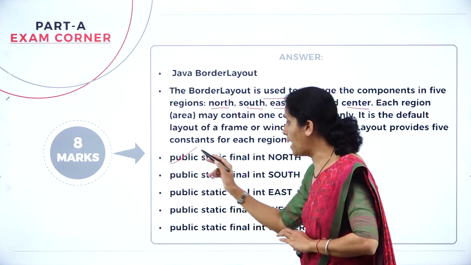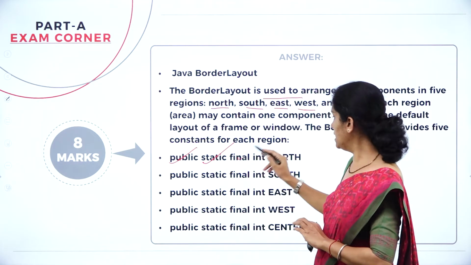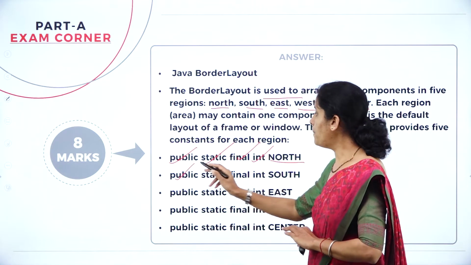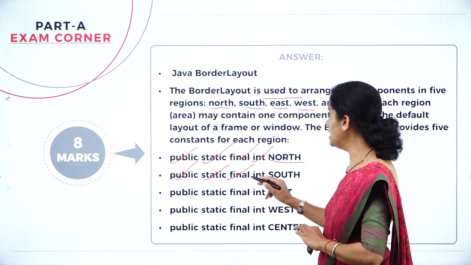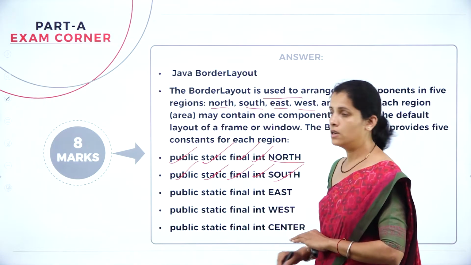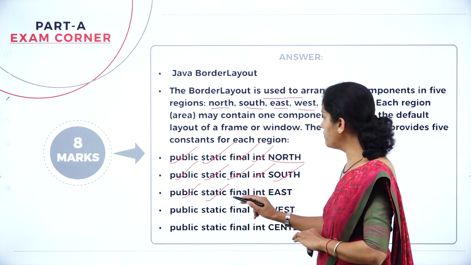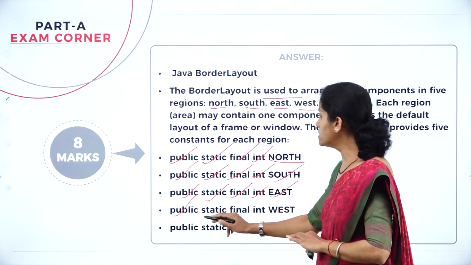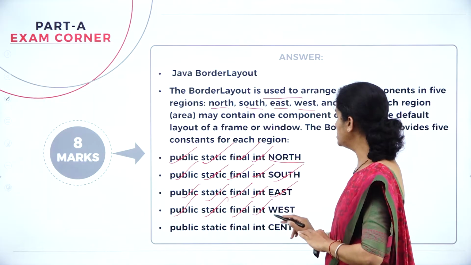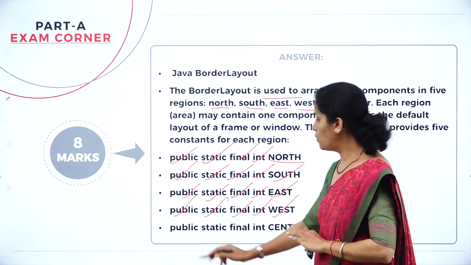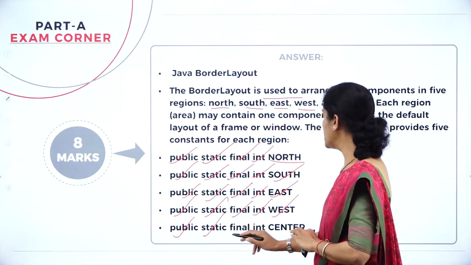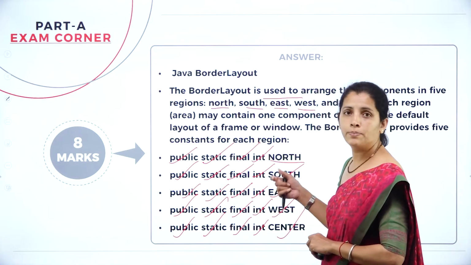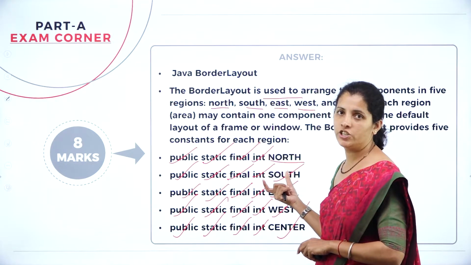That is public static final integer type north, public static final integer type south, public static final int east, public static final integer type west. Once again, public static final int and center. Okay, so it provides 5 different regions.